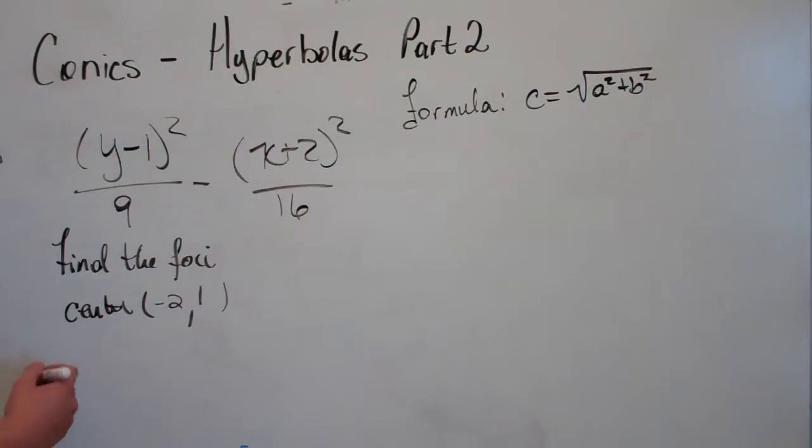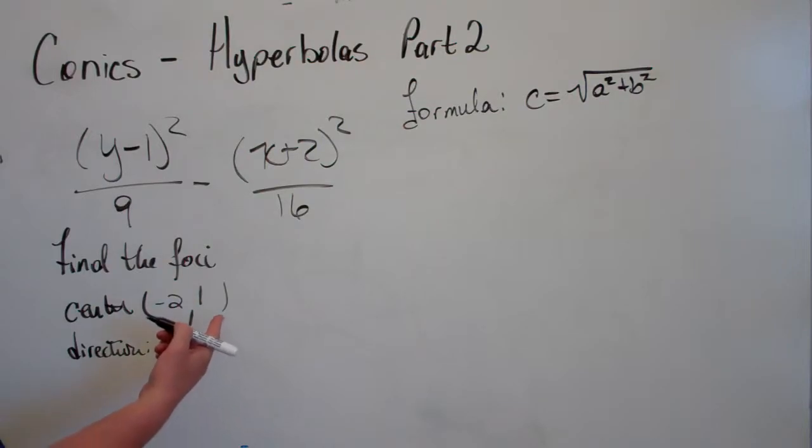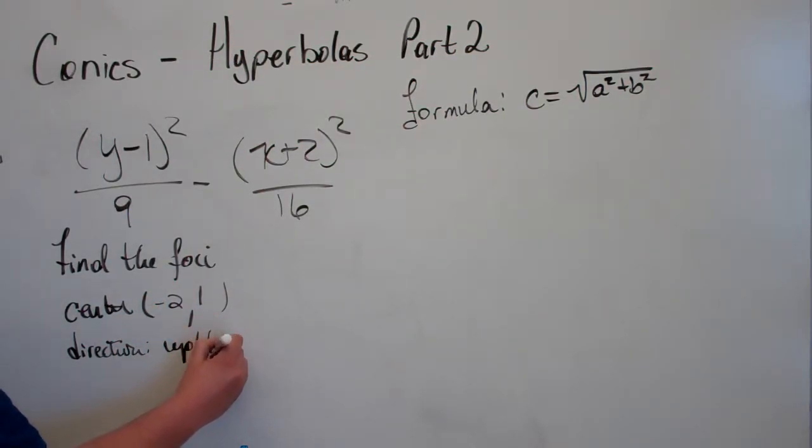Now we need to know what direction we're going. All right, so we need the direction. Well, if you look, y comes first, so our direction is which way? Up, down. Because y comes first, so it mirrors the y-axis, so that means it goes up, down.